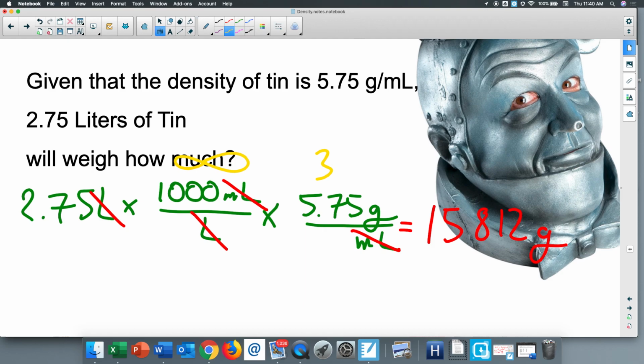Carlos, how many do I have in 2.75? So how many should I have in my final answer? Nope. 3. It is the smallest number that I have in the factors that are going into it. So, Leo, what should my answer be? 15,800 grams. A little bit rough there, but we get through it.